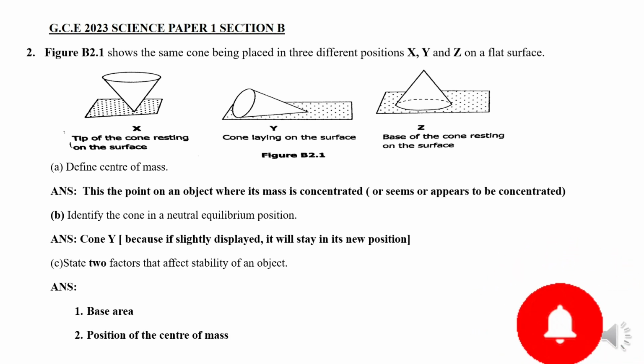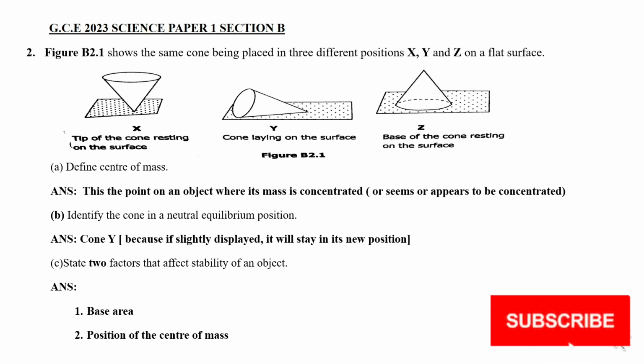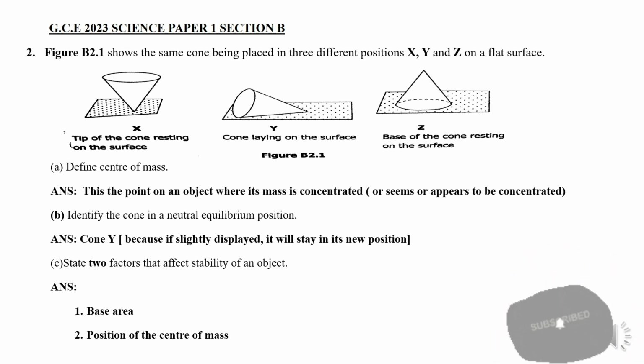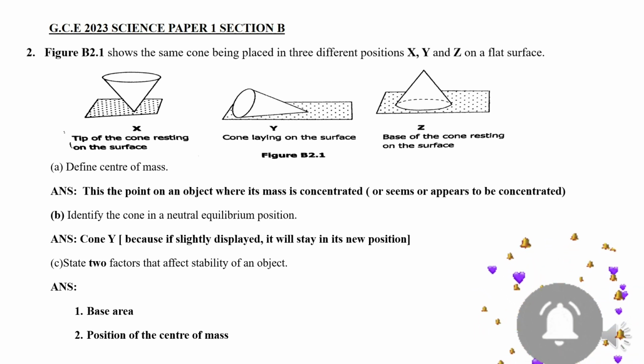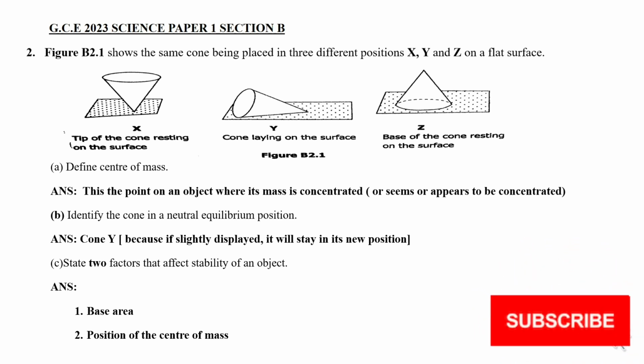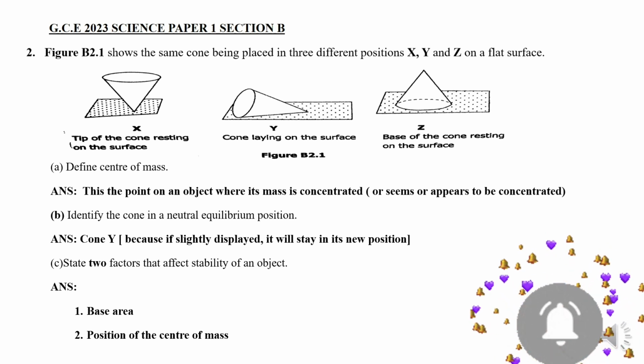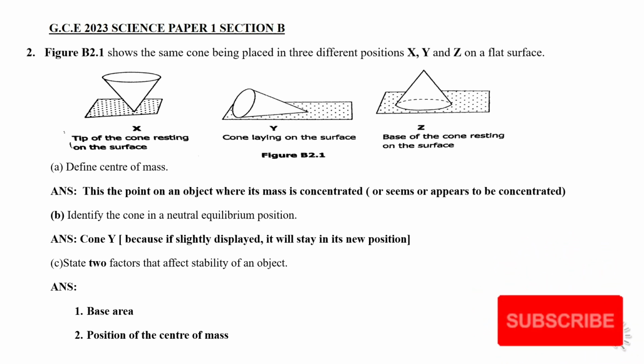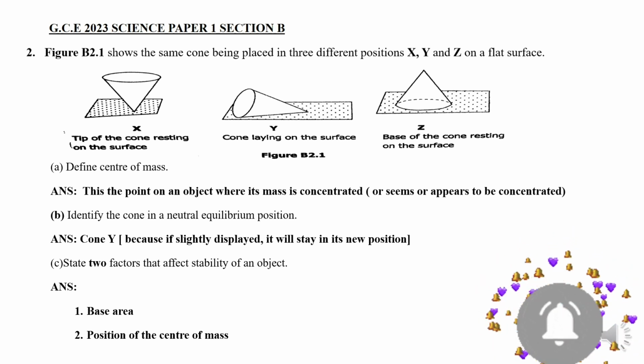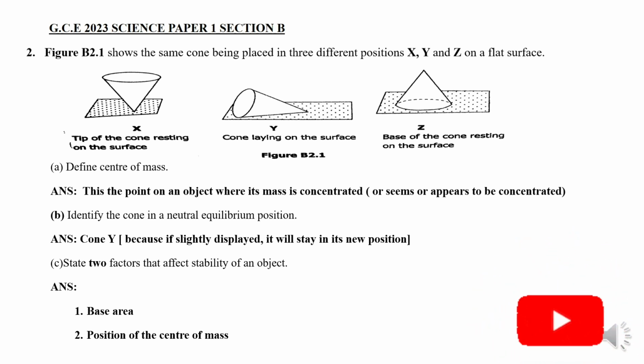We look at C. C is saying, state two factors that affect stability of an object. One of them is base area. The other one is position of the center of mass. So these are the two important factors that affect stability of an object.